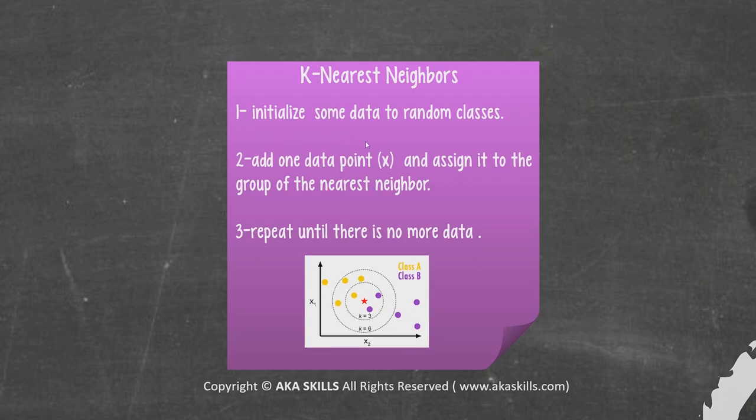So first, initialize some data, the magenta data and the yellow data, to their own classes, the classes we know before, or random classes, but mostly people use it with their own, known classes. Then add one data point x and assign it to the group of the nearest neighbor. Then repeat with all data points.